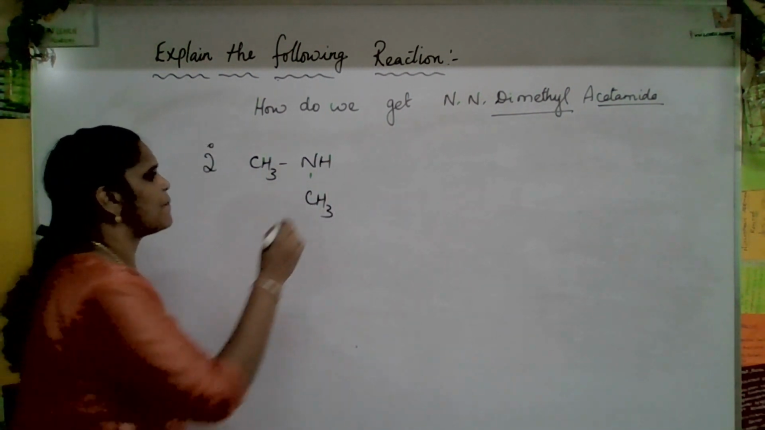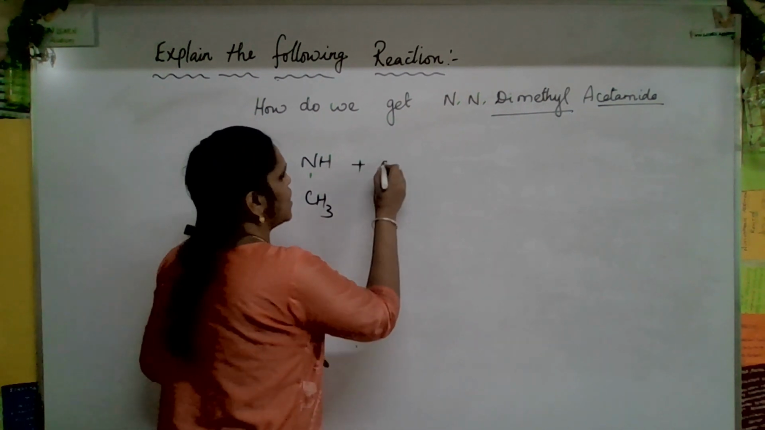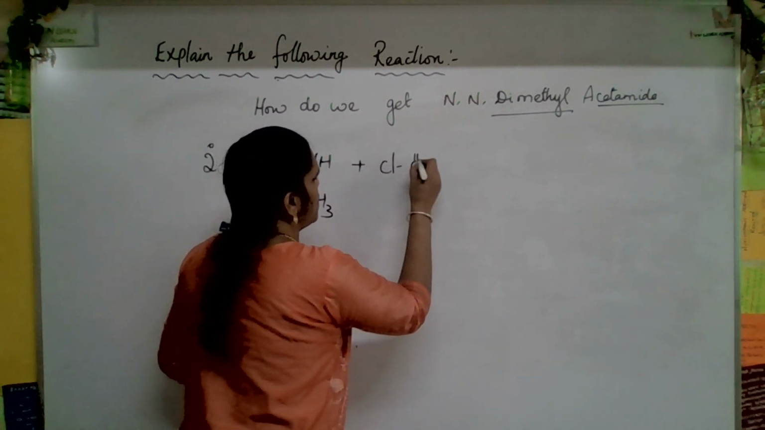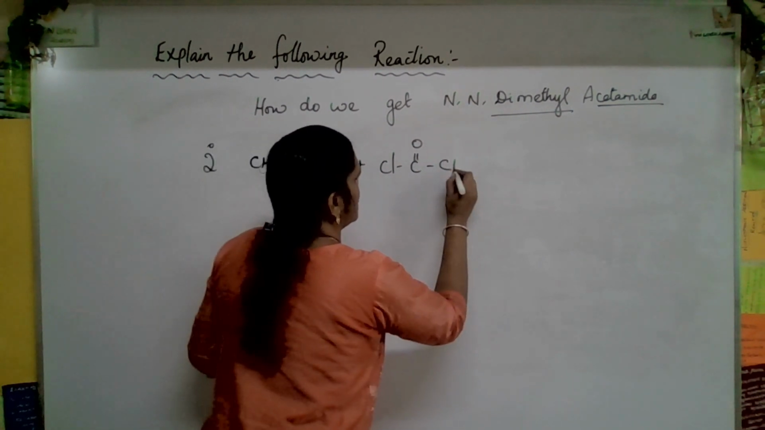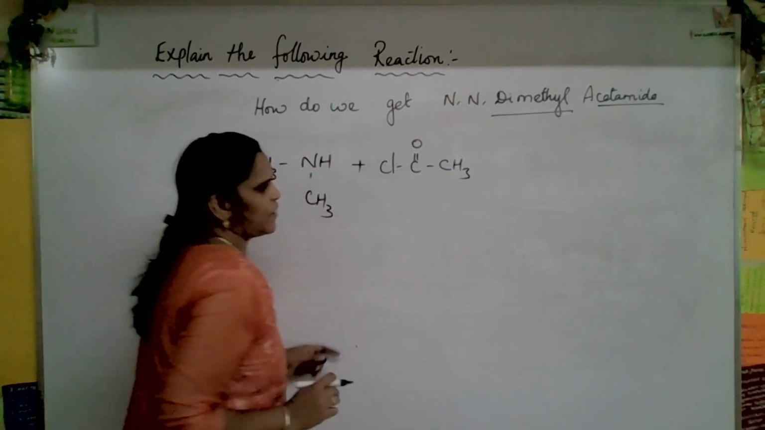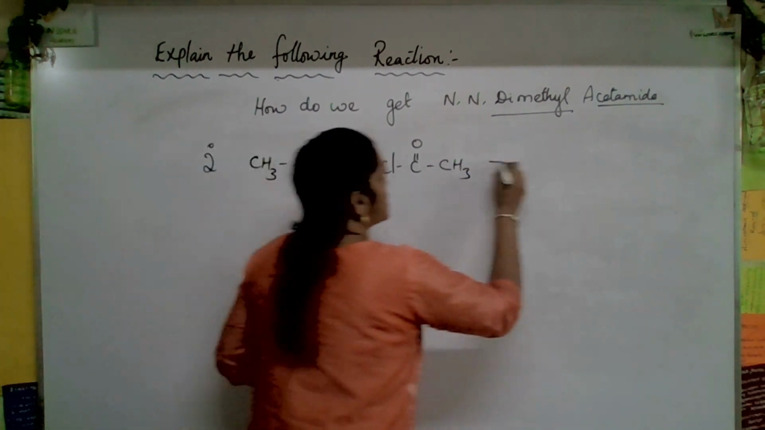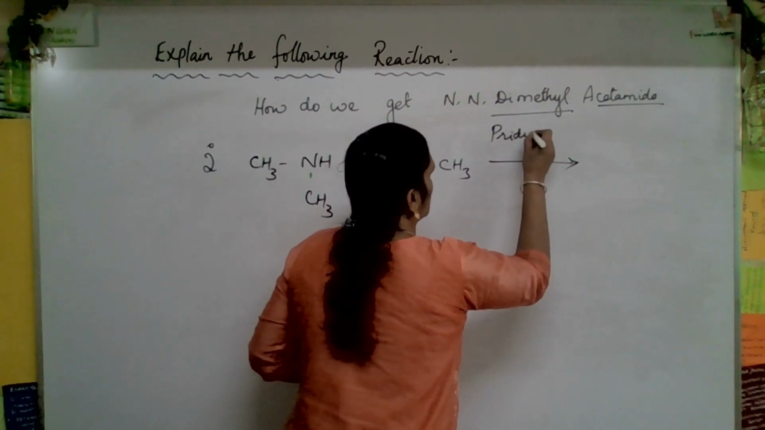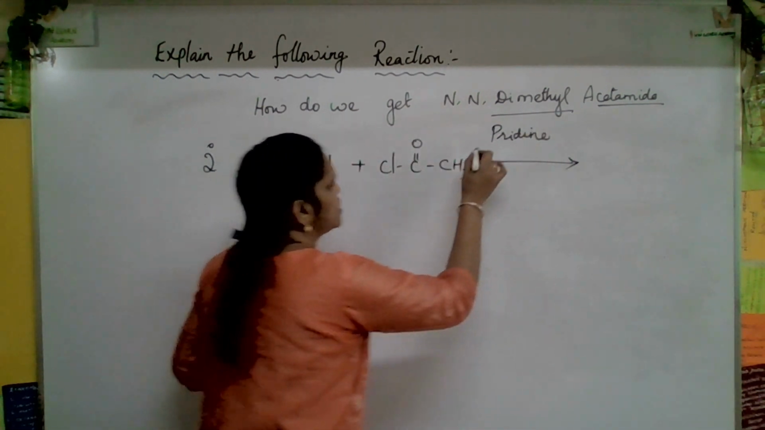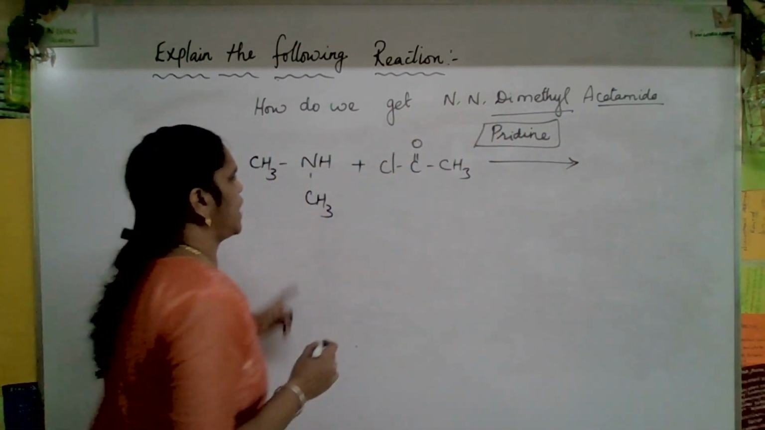So the secondary amine combined with acetyl chloride, CH3COCl. I just put it like this, C double bond O Cl, CH3COCl. In the presence of pyridine. By this time I think you will know why we use pyridine. You know very well.